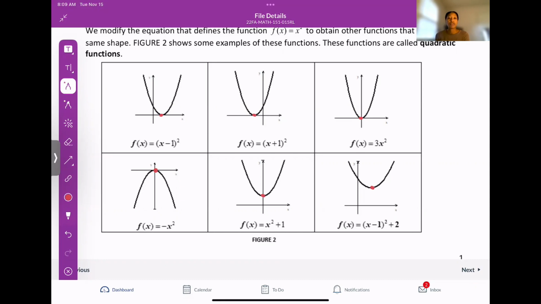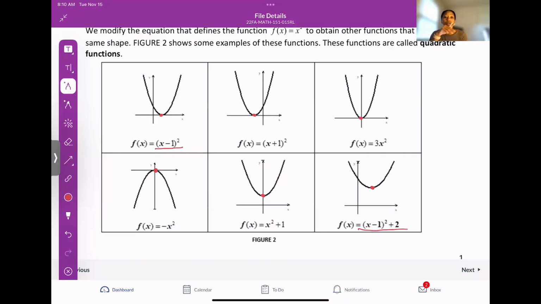Depending on if we take the graph of x squared and add or subtract a number to the x, that shifts our graph left or right. So here we have (x minus 1) squared, which shifts right 1 unit. Another one is (x minus 1) squared plus 2. This is the graph of x squared shifted right 1 unit, but that plus 2 shifts it up 2 units. If you add or subtract a number from the entire function, that shifts up or down. If you add or subtract a number from the x itself, that shifts left and right.